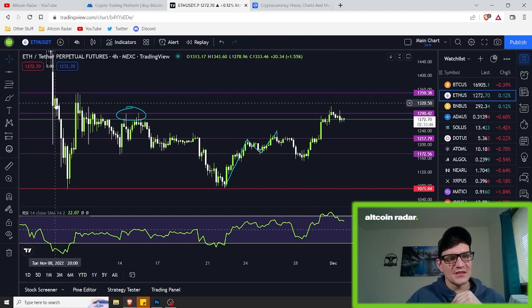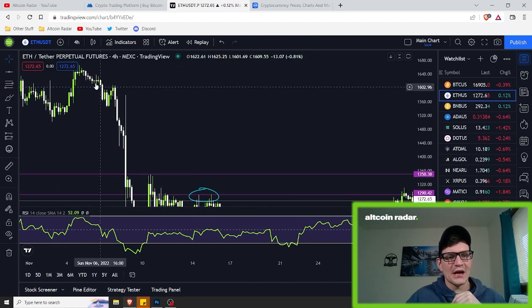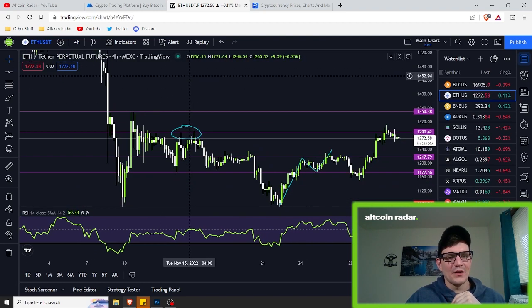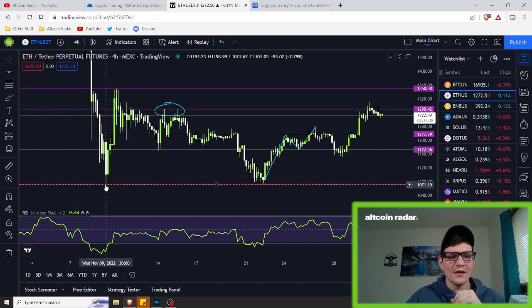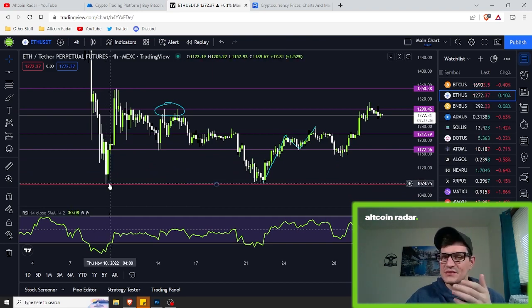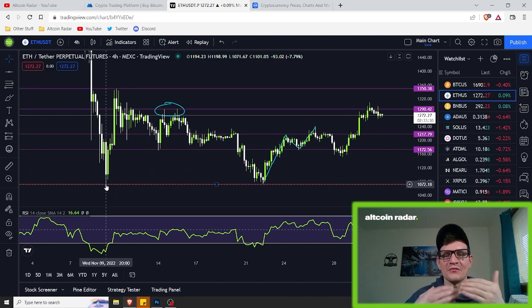As you can clearly see here, we dumped a lot from the top of here all the way to the bottom of here. So we dumped all the way down here, and that's why I put a line right at the bottom of this dump. You'll notice I always mark the bottom of dumps in red just so I can keep them separated from all of my other regular horizontal support and resistance lines.